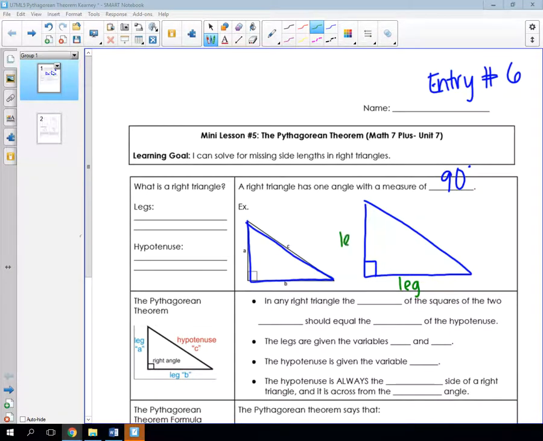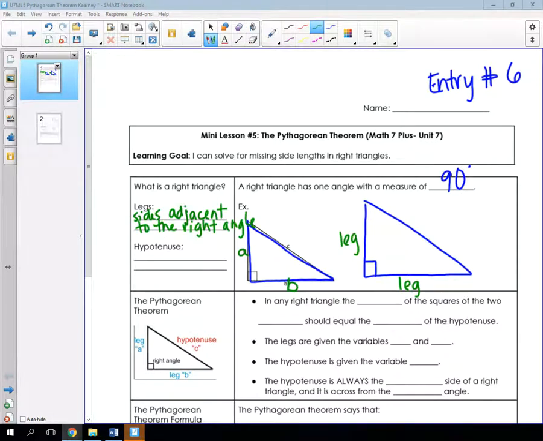the legs. The legs are the sides that are adjacent to the right angle. It's those two sides that are adjacent. A lot of times we give them the titles A and B. That's going to be important later. So right beside that right angle, you've got the two legs.